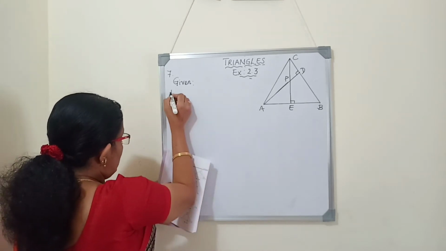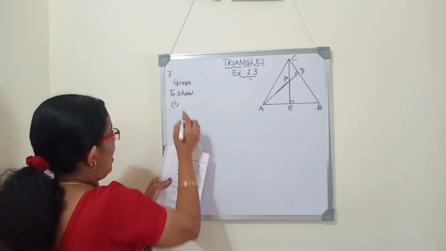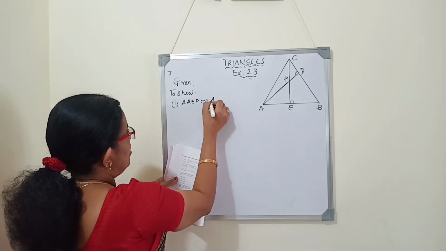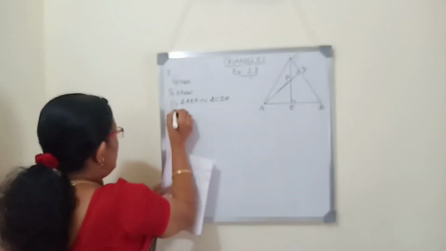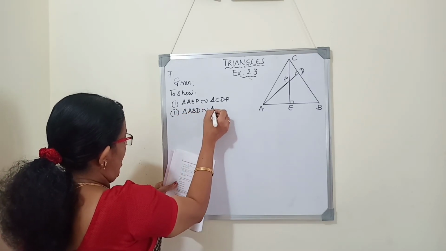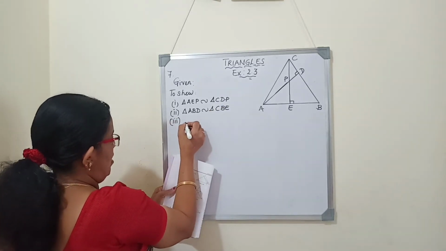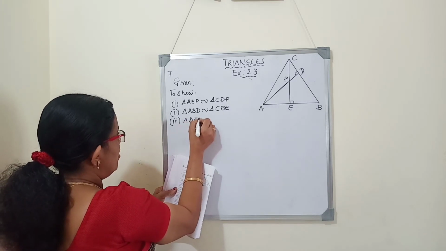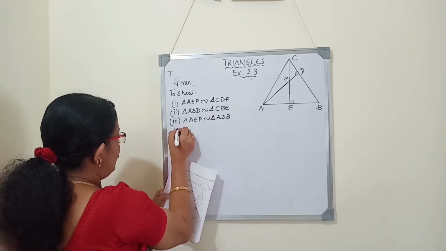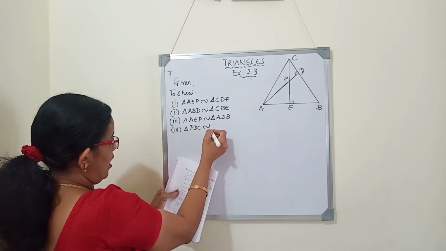We have to show that, first one, triangle AEP is similar to triangle CDP. Second one, triangle ABD is similar to triangle CBE. Third one, triangle AEP is similar to triangle ADB. And the fourth one, triangle PDC is similar to triangle BEC.